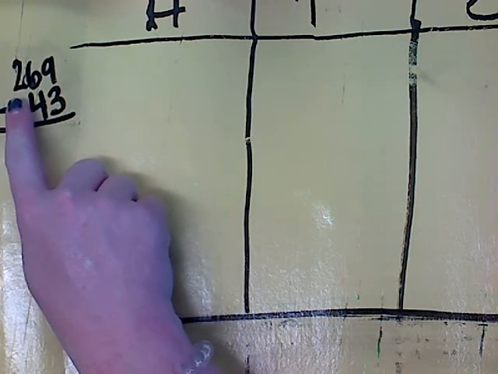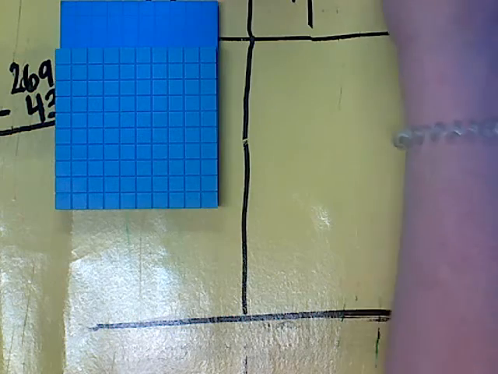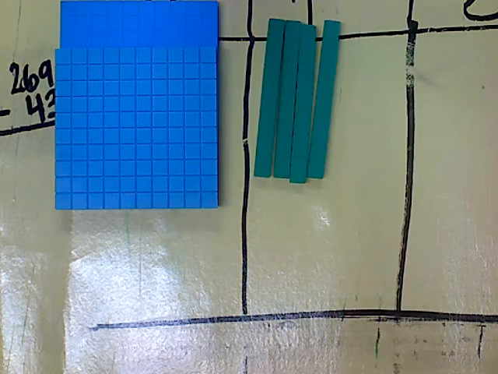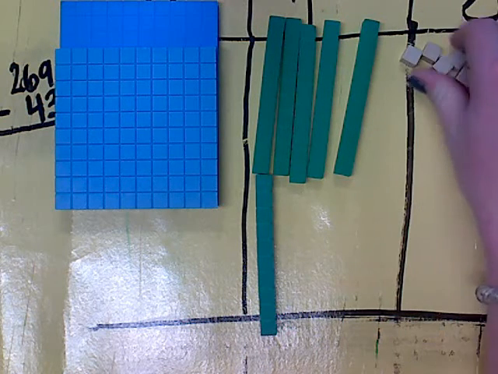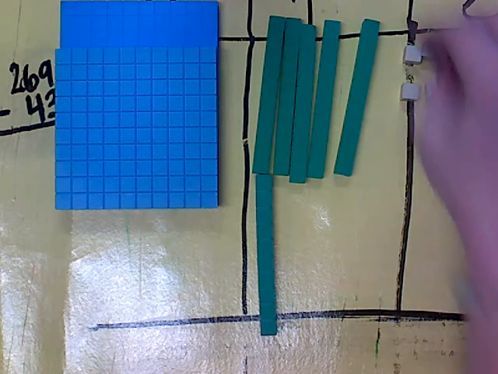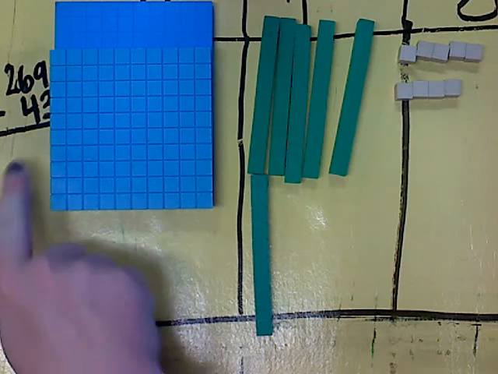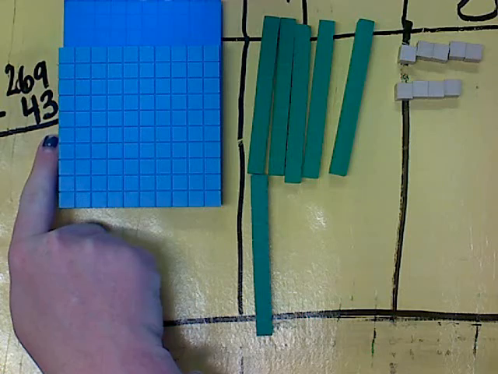269 has 2 hundreds, 6 tens, and 9 ones. I have 2 hundreds, 6 tens, and 9 ones. I want to take away 43. 43 has 4 tens and 3 ones.